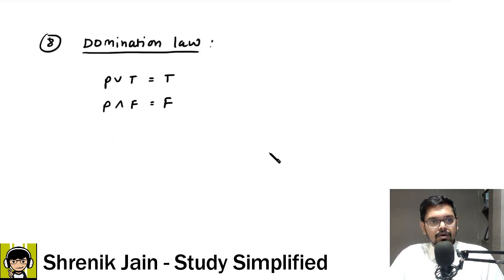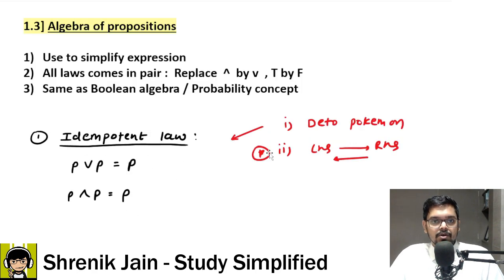I hope you understood every law, because these laws we are going to use to simplify the big expression. So let me give you a recall. It's a no-brainer. It's very easy. Just understand the keywords. Idempotent law, it's a ditto Pokemon. What does it do? Same. P or P is P, P and P is P.